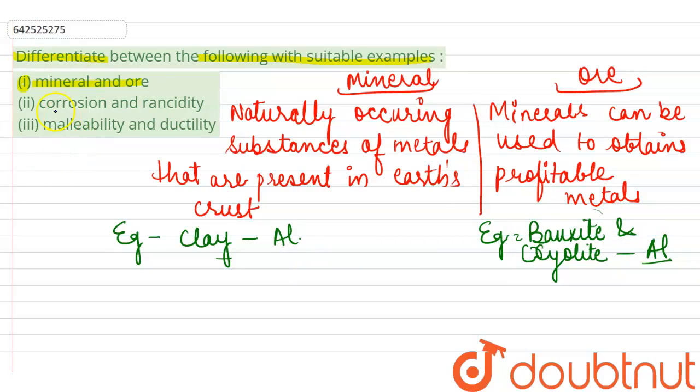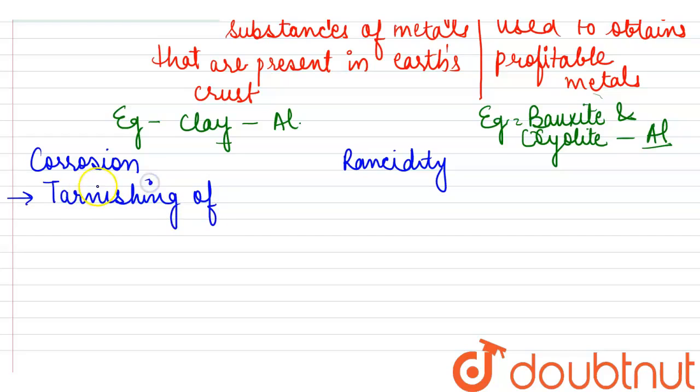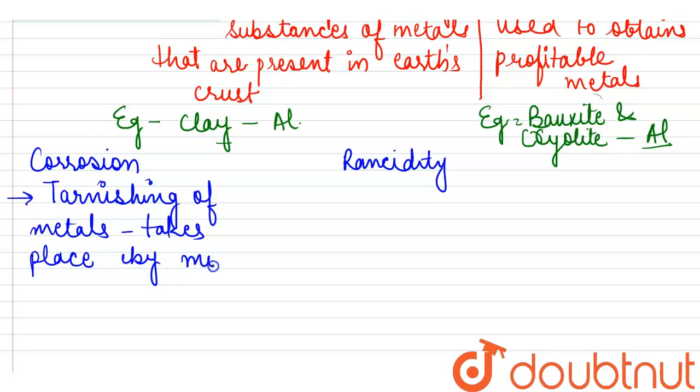Now if we talk about the second difference, it was about corrosion and rancidity. If we talk about corrosion, it is basically the tarnishing of metals that takes place by the attack of moisture and by the acids that are present in our air. Such a condition of metal is known as corrosion.